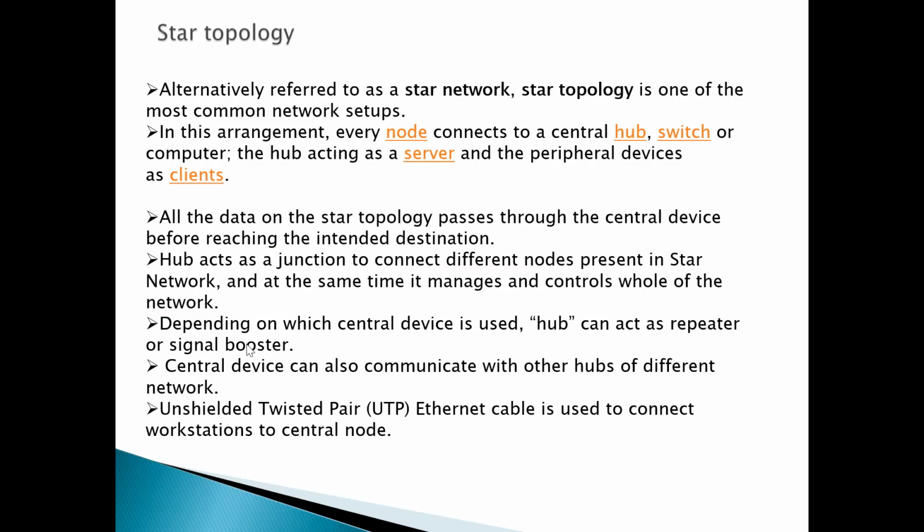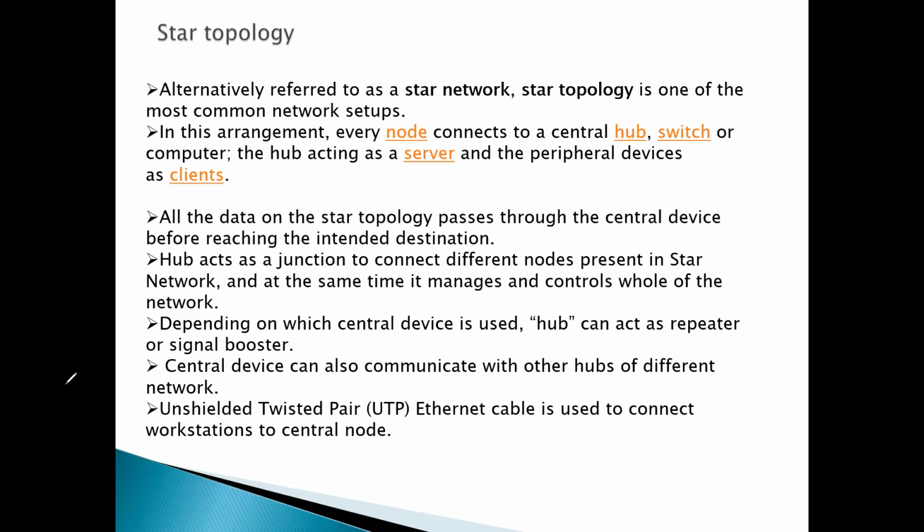Okay, got the point? So depending on which central device is used, a hub can act as a repeater or signal booster. So the hub also boosts the signal because signal becomes weaker over distance. This is called attenuation. The central device can also communicate with other hubs of different networks. One hub can connect to another hub, so the network expands.